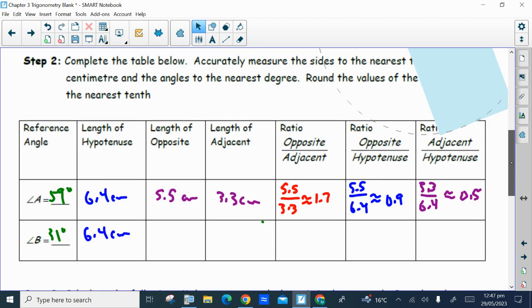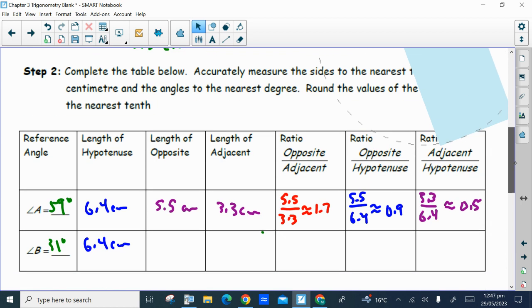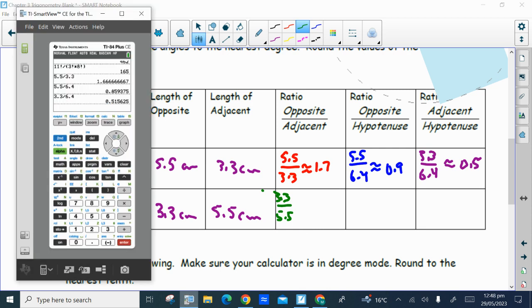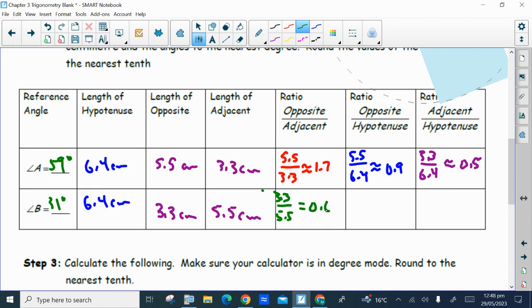So now if we fill this in, the length of the opposite is now 3.3. And the length of the adjacent is 5.5. So now when we go opposite over adjacent, it'll be 3.3 over 5.5, which we already did above here. No, we didn't. We did 5.5 over 3.3. So here it's 3.3 over 5.5. That's 0.6. Don't have to round that one.